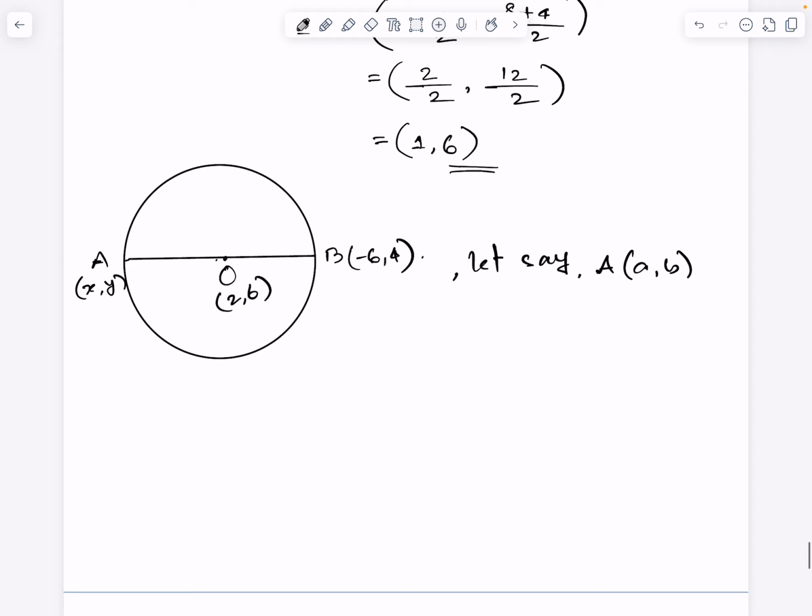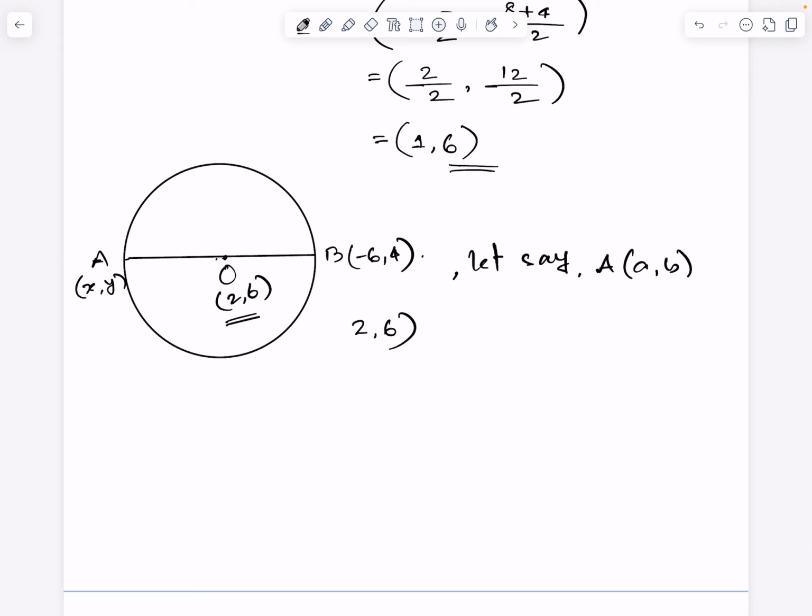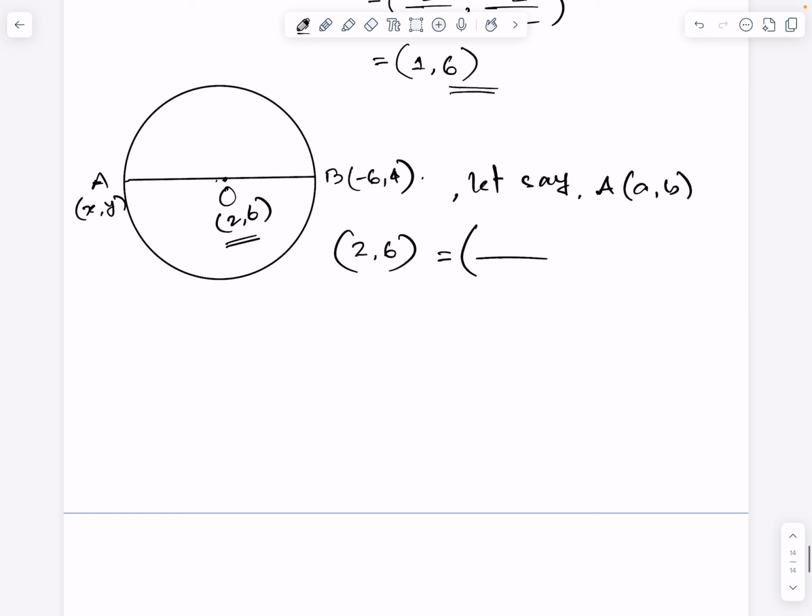What we know is that the center of a diameter is the midpoint of a straight line, right? So we already know the midpoint. So what's the formula? The midpoint is the averaging of the x and y coordinates of the endpoints of a straight line. So we have to average the x and y coordinate values, right?